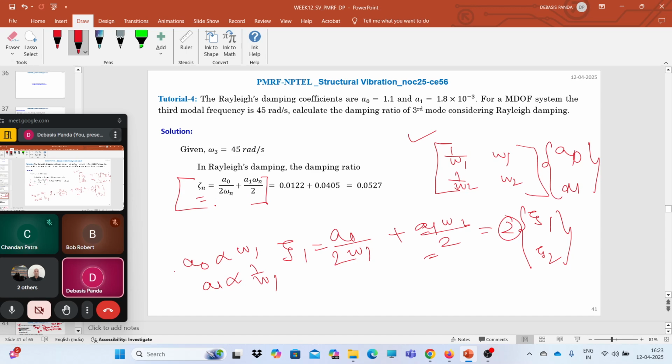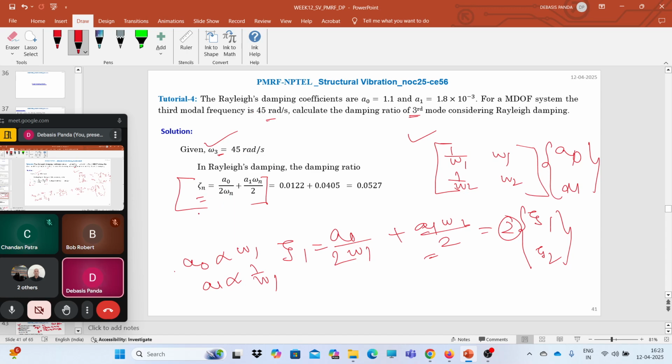One problem obviously will come, 3 marks or 2 marks, whatever it is. So how can we calculate it for the third mode? We know omega 3 is given, the frequency of the third mode is given, otherwise you need to calculate it again. But for this damping model, I hope all the natural frequencies will be given. You just need to calculate the damping ratio or the C matrix. So here it's pretty straightforward.